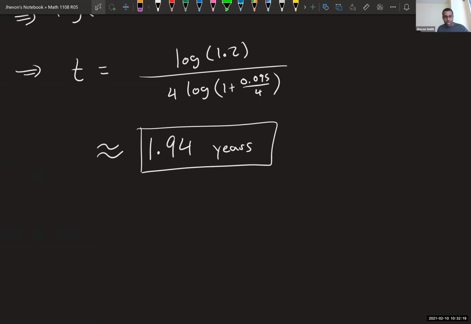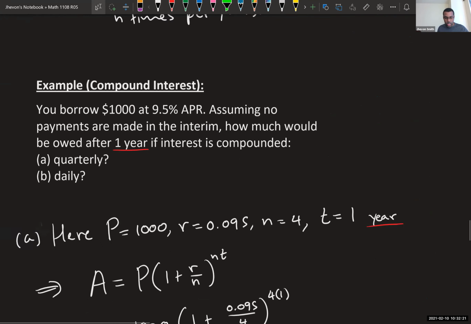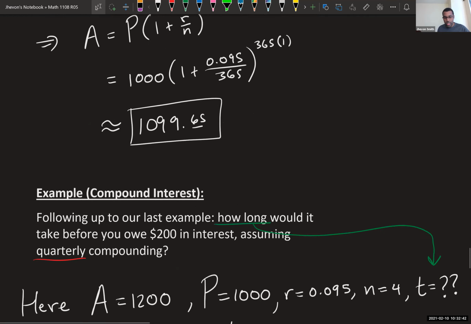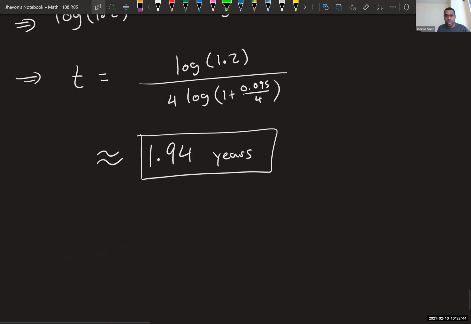I want to point out something. We looked at the quarterly situation before, and we saw that at the end of the first year, we would owe $98. Now, here's how the typical human brain is going to work. They're going to think, well, it takes me a year to pay back $98, which means that after 2 years, I'm still not going to pay back $200 yet. So it's probably going to be a little more than 2 years. But that's thinking linearly, not exponentially. It actually takes you less than 2 years before you'd have to pay back that $200. And of course, that's just after 2 years.